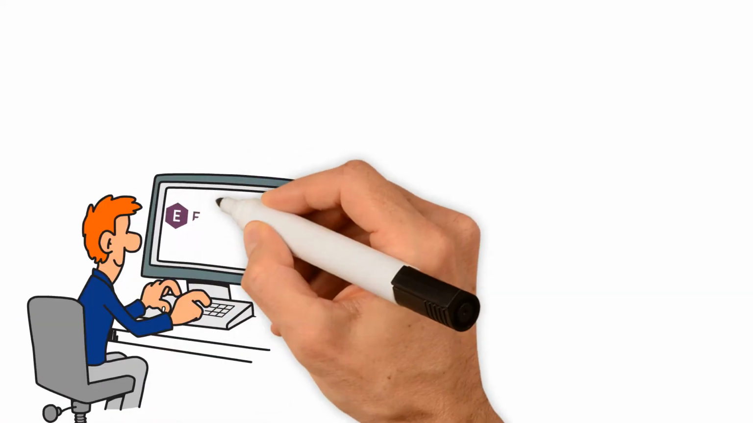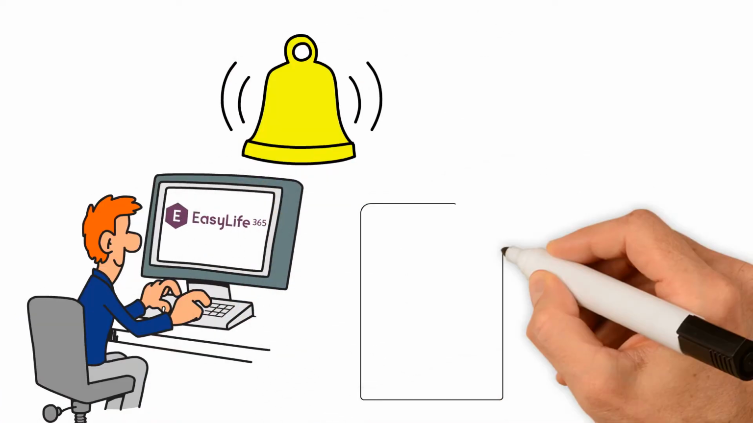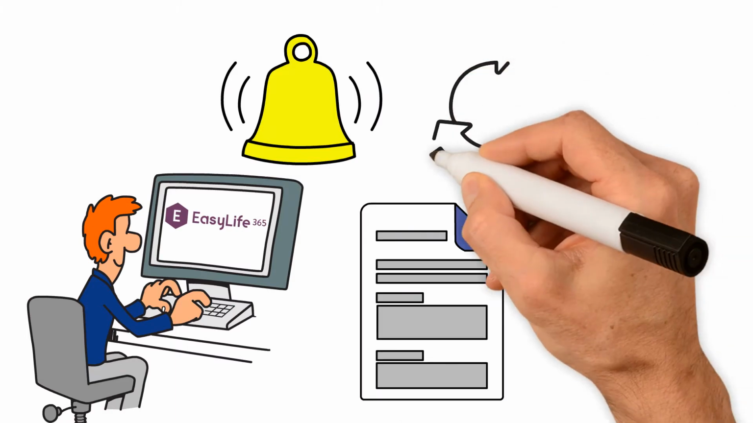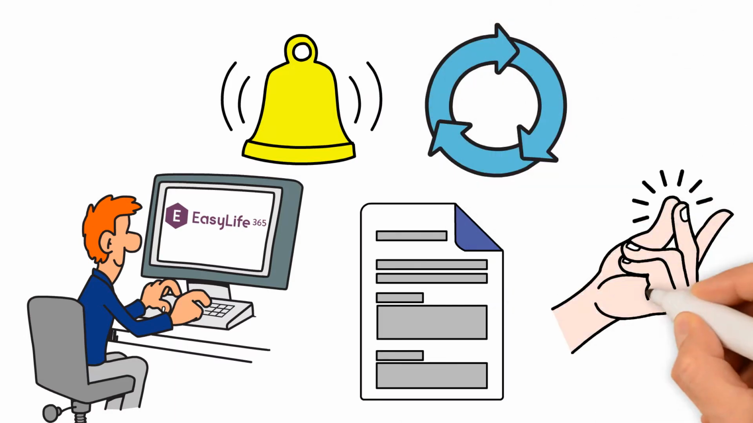EasyLife 365 will remind the owners of the asset to perform governance tasks regularly or when a change requires immediate action.